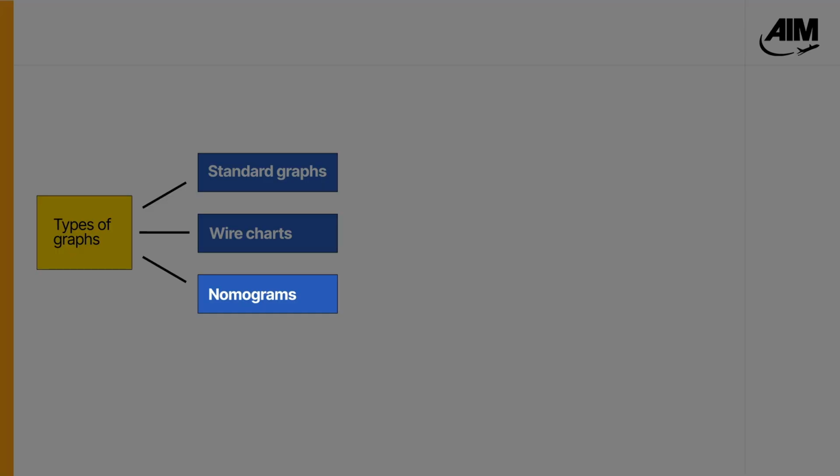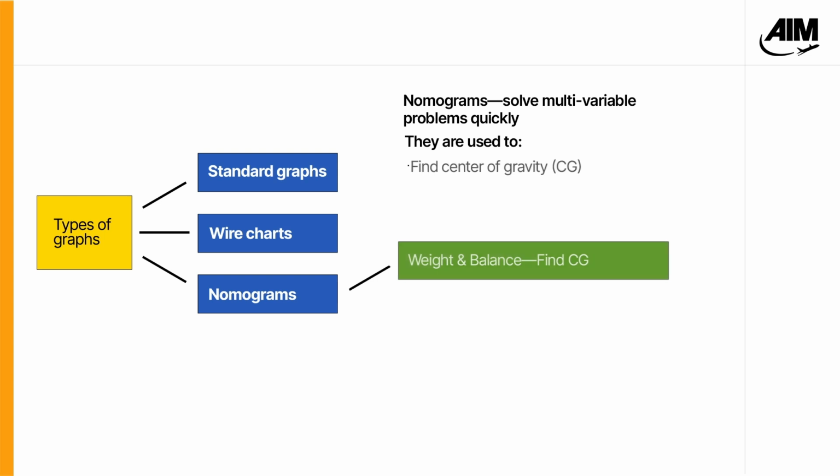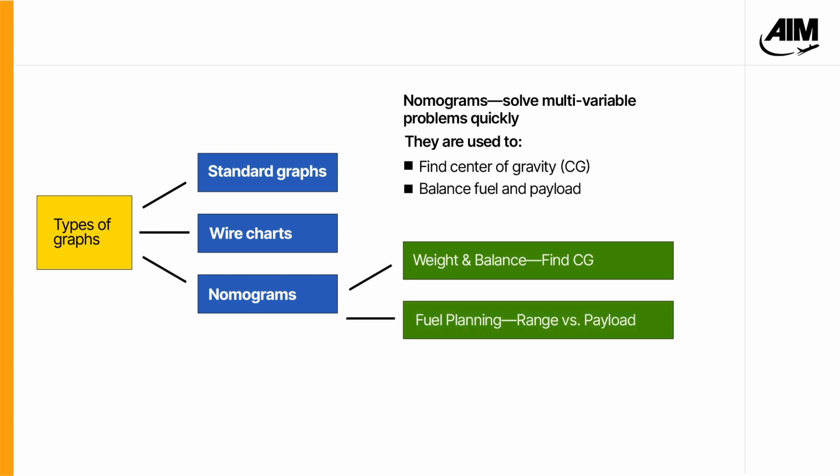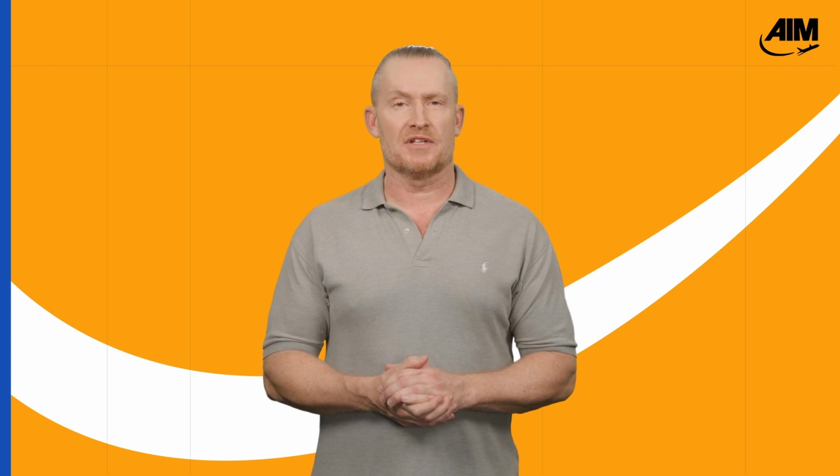Finally, there are nomograms. These are multivariable charts used to solve problems without calculators. They are commonly used to find CG from weight and arm, balance payload against fuel range, or match hydraulic pressure to flow rate. Reading a nomogram takes precision. A 1 millimeter misalignment can lead to a CG error of 100 pounds.